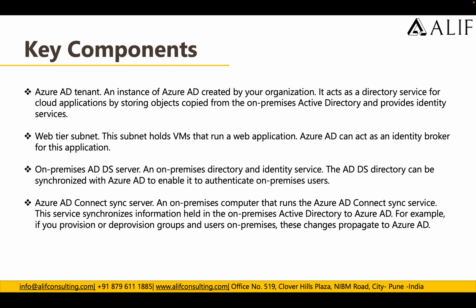The Active Directory Domain Service directory can be synced with Azure Active Directory to enable it to authenticate on-premise users. The Azure AD Connect server is one of the biggest components in this kind of architecture, which allows us to replicate all the identities on-premise to the Azure cloud. In the same way, it also allows us to replicate the password hash from the on-premise user to Azure Active Directory. So whenever a user is modified, a password is changed, or a new user is added in on-premise Active Directory, Azure AD Connect Sync is the server which replicates all of those changes to Azure Active Directory.